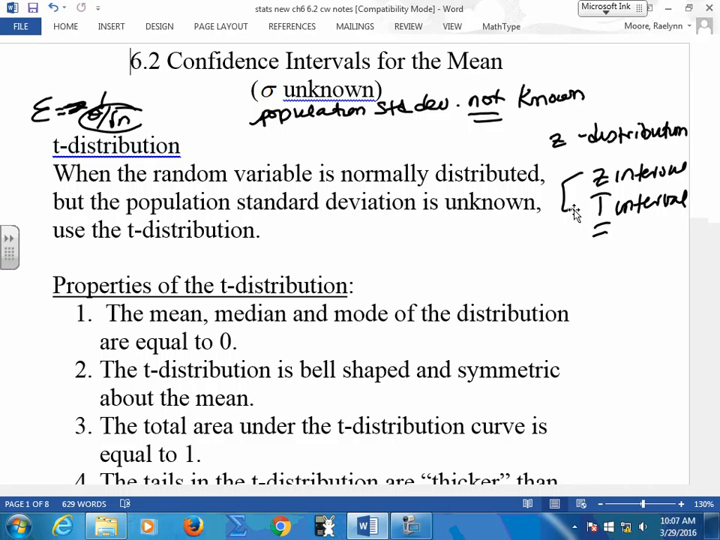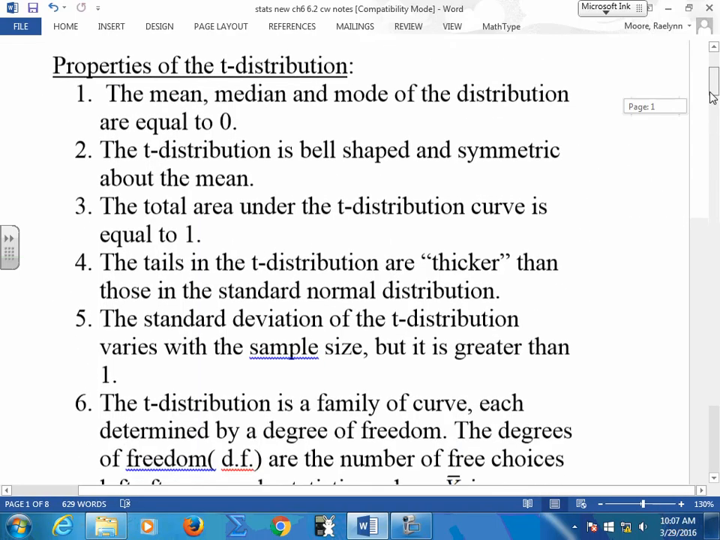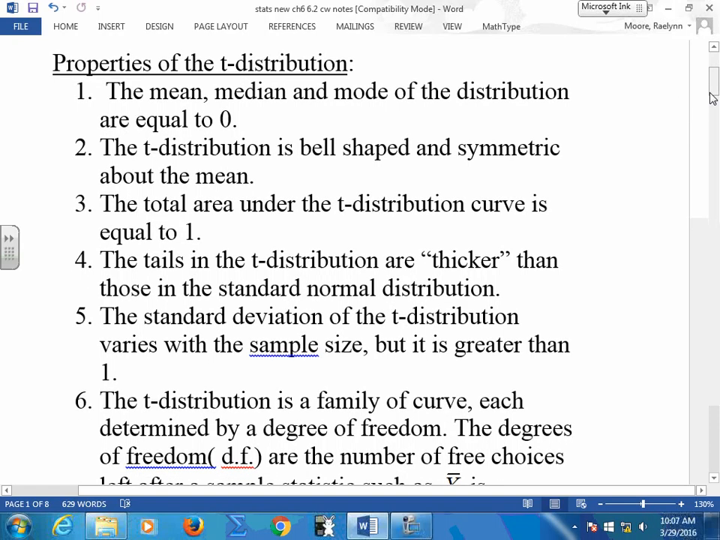So we're looking at properties for your T distribution. Your mean, median, and mode are 0. This means we're on a normal curve. It's bell-shaped. Area under the curve is still 1. But what happens is there are little tails as your sample size changes. So you get more of a curved look here, and it keeps getting closer and closer to the mean.